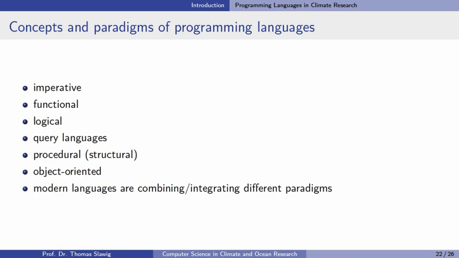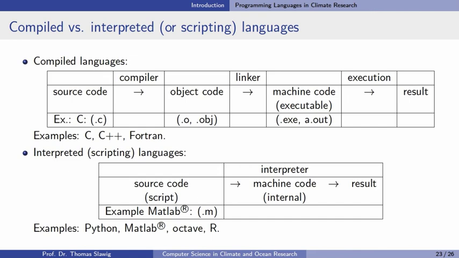For us, it's important what is used in climate science. And the second point with respect to computer language is that it's also related to performance, and this is whether the language is compiled or interpreted.